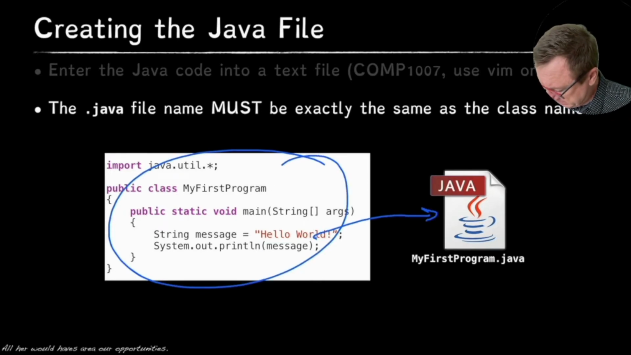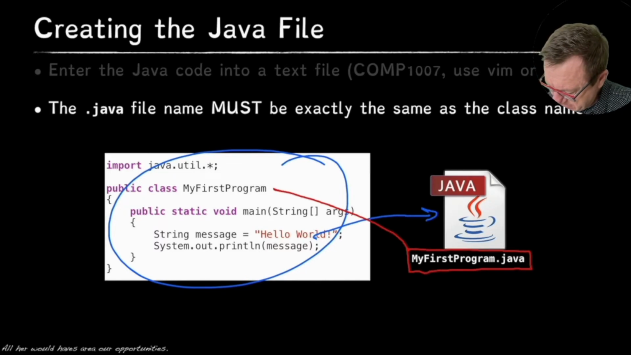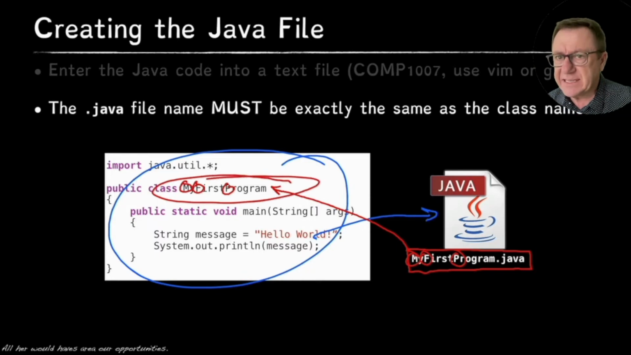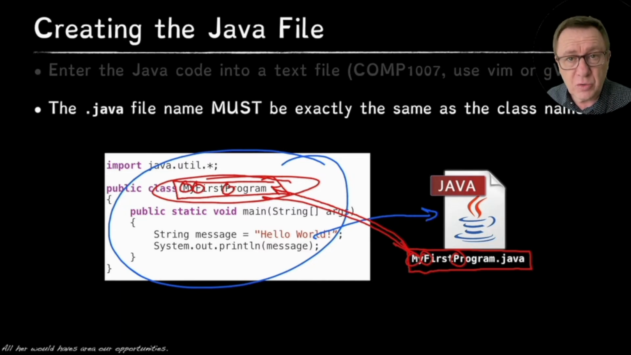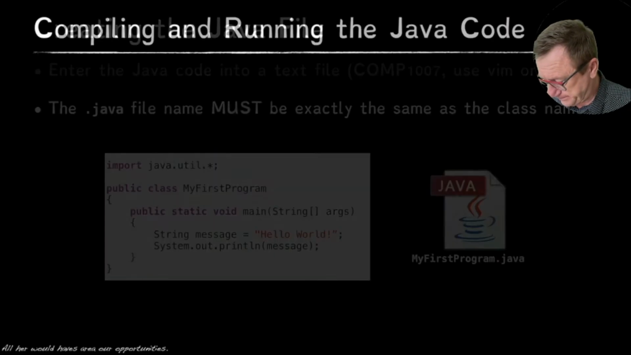And you'll notice here, MyFirstProgram.java matches that, name for name, okay? 100%. Capital, capital, capital, all of that. Exactly. Not a single difference can there be between what goes there and the name of that file. If you do have a difference, you will get an error when you go to compile it.